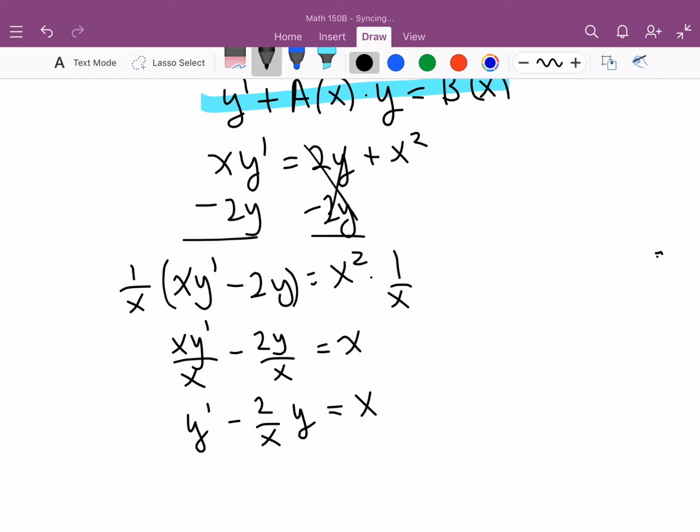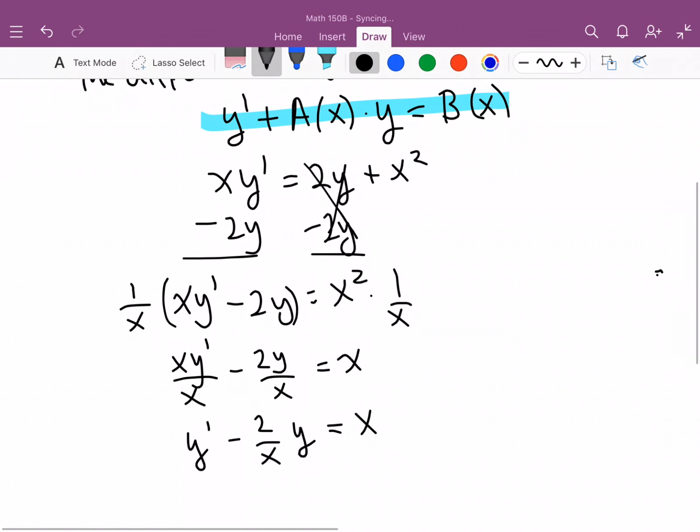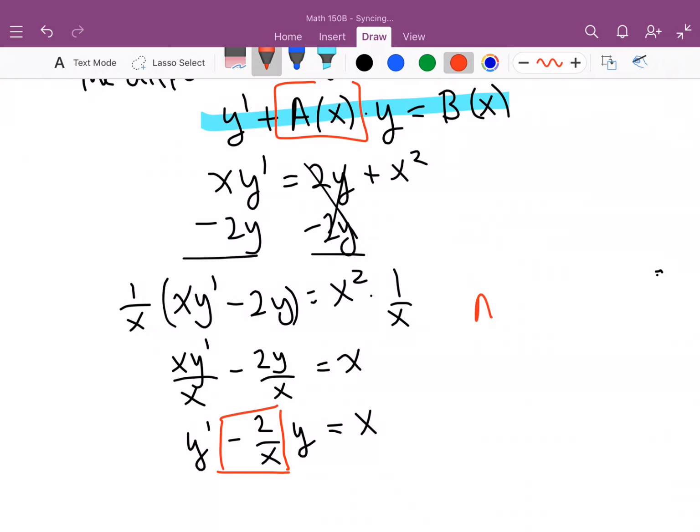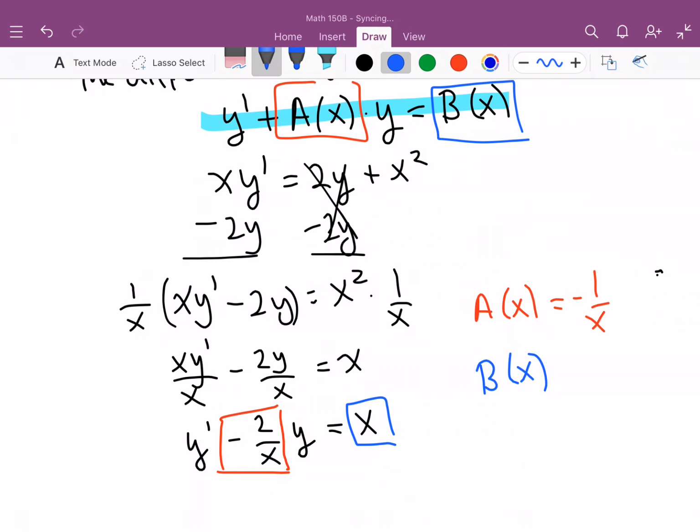Notice that in this particular case, this a of x right here is the function in front of the y, but you have to include that negative. If the negative's not there, don't worry about it, but if it is, you should include it. The b of x is the function over here, so b of x in this case is equal to x. This function doesn't really play a role. The one that we really care about is a of x.